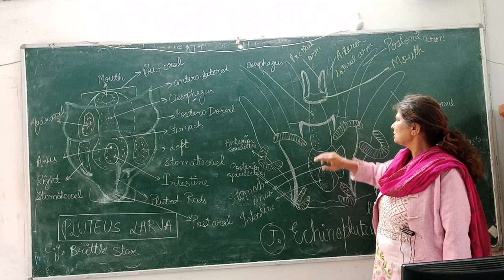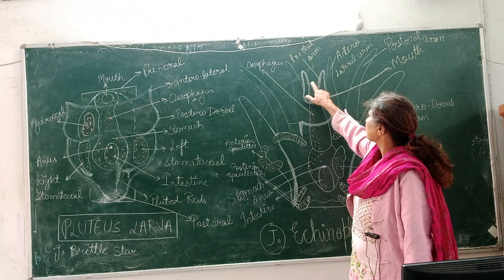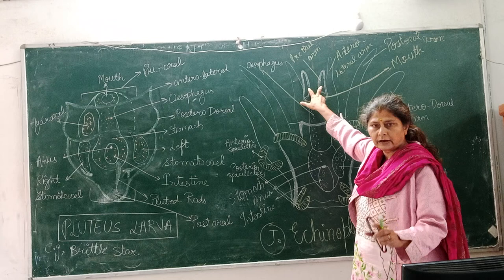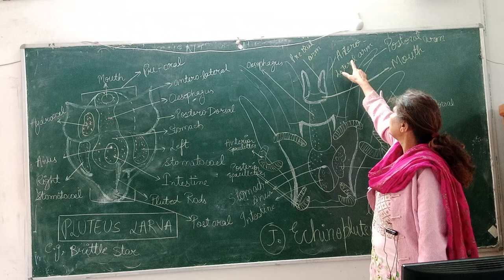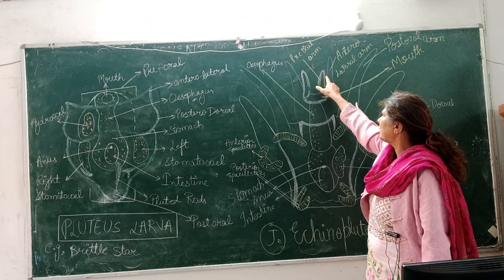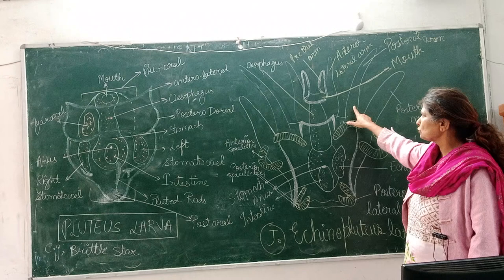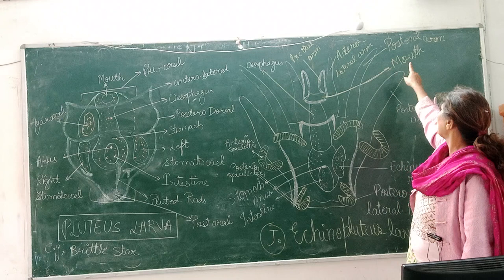First, this is the alimentary canal in the center. Just above, there are present two preoral arms. Then there are present around that the anterolateral arms, on the lateral sides. Then these are the post-oral arms below the mouth. So they are called the post-oral arms. Clear?